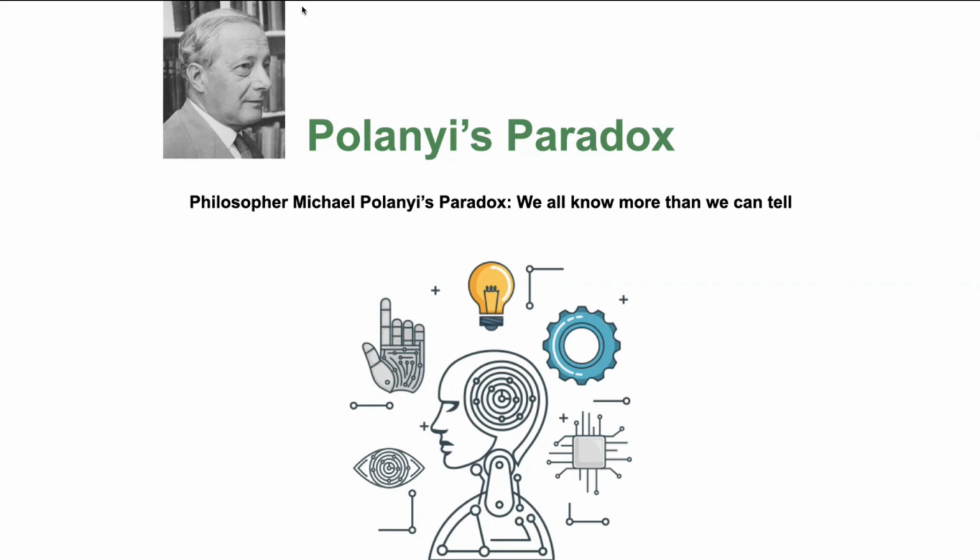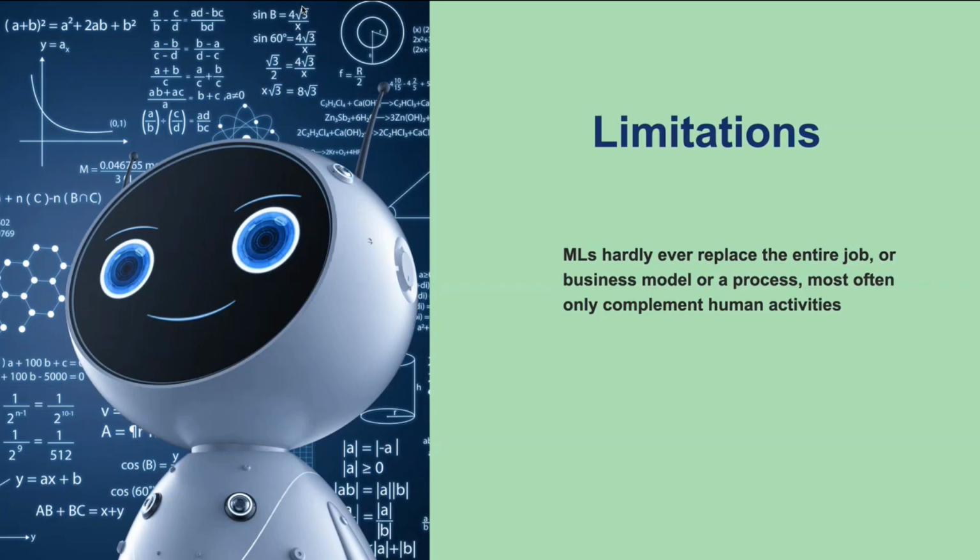So this scientist gave this paradox. Then let's see some limitations. What will the limitations be for machine learning? Machine learning models, or MLs, can hardly ever replace the entire job or the business model or a process. Most often they will only complement human activities. तो ह्यूमंस जो काम कर रहे हैं उनको सपोर्ट करने के लिए है, और ह्यूमन जो प्रोसेसेस कर रहे हैं उनको इम्प्रोवाइज करने के लिए है.